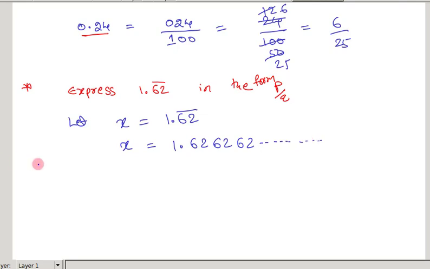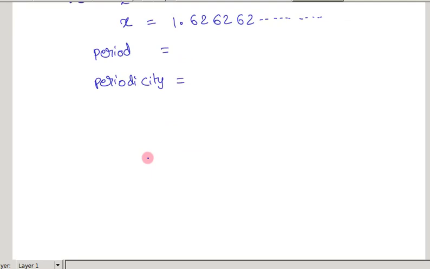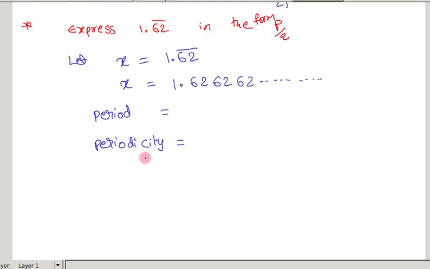And now you need to understand two important terms, that is period and periodicity. With the help of these two terms we can solve this problem, or else you can write this decimal number in the form of P by Q very easily. Period means, in the given decimal number, which digits are repeating. In the given decimal number 1.62, this 6 and 2 are repeating.